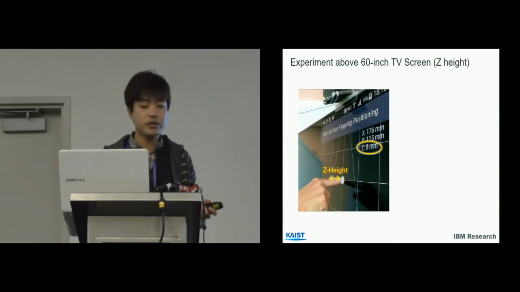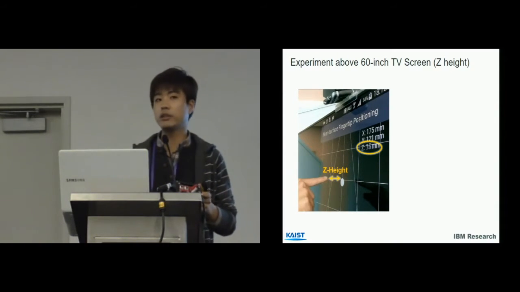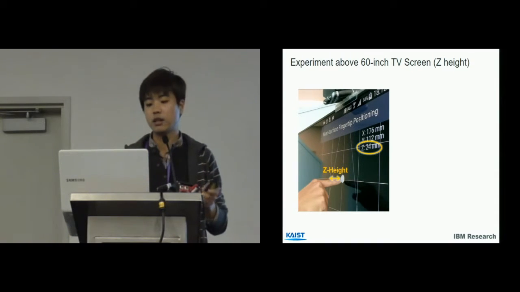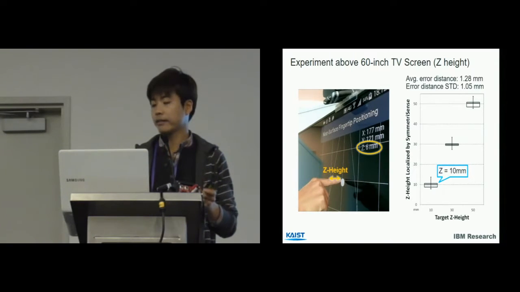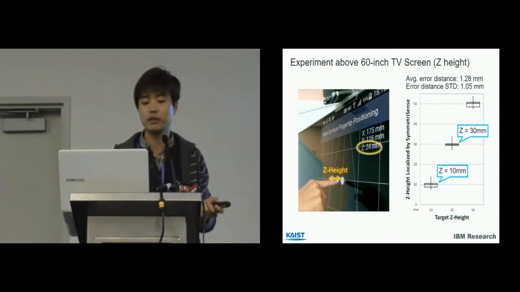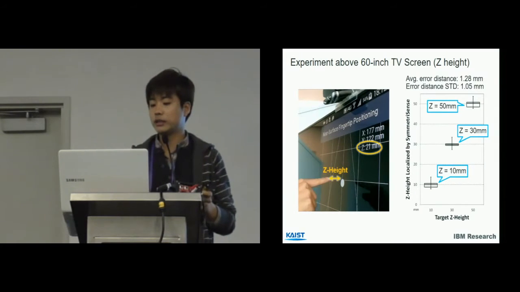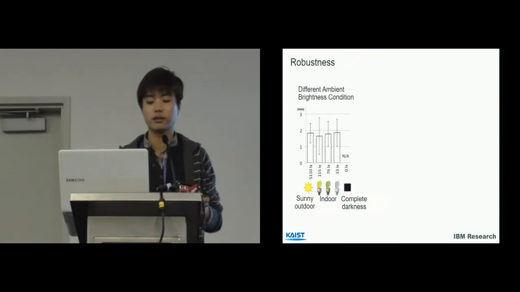We also measure the localization error in terms of Z height, the perpendicular distance between the fingertip and a surface. We tested the Z height error at 10, 30, 50 millimeters above the surface. The error distance of Z height was less than 2 millimeters on average.